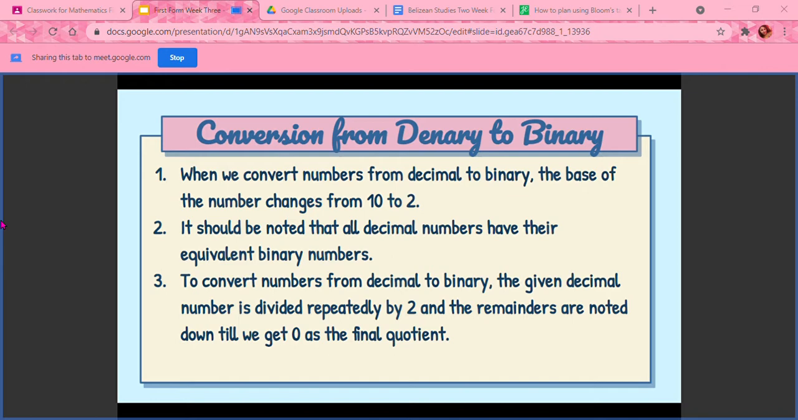All of your answers have to have the base. If your answer is a base 2, if your answer is a base 10, or if your answer is a base 16, or whatever kind of base, you have to write the base in your answer.